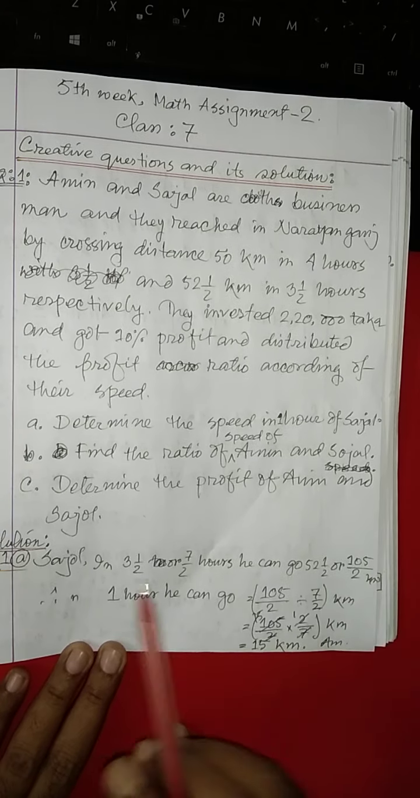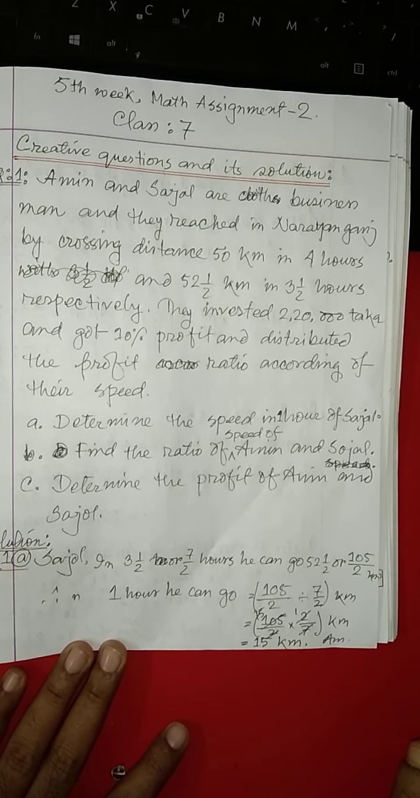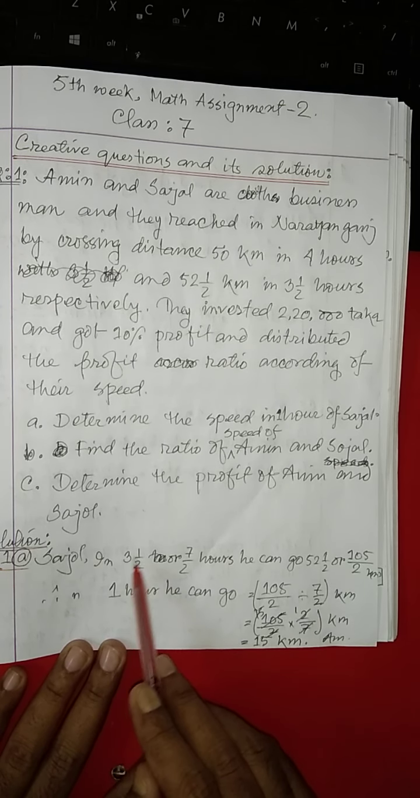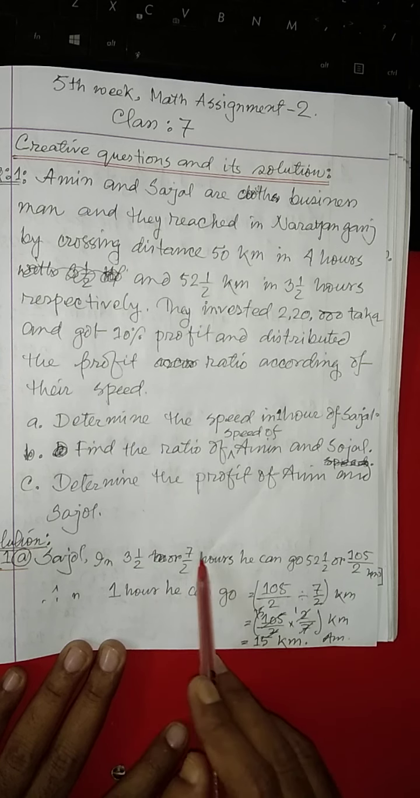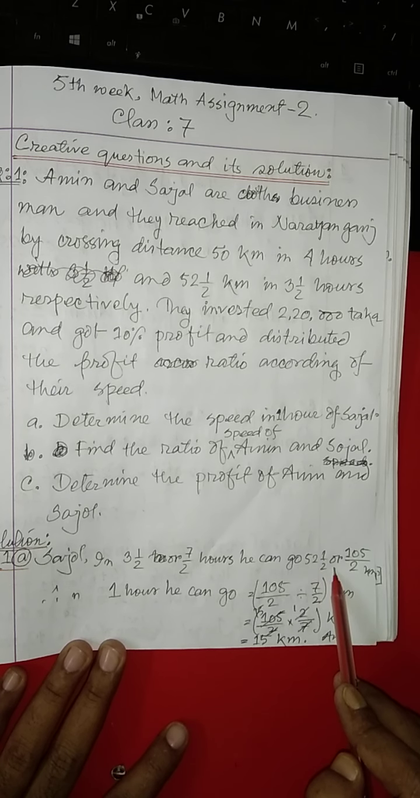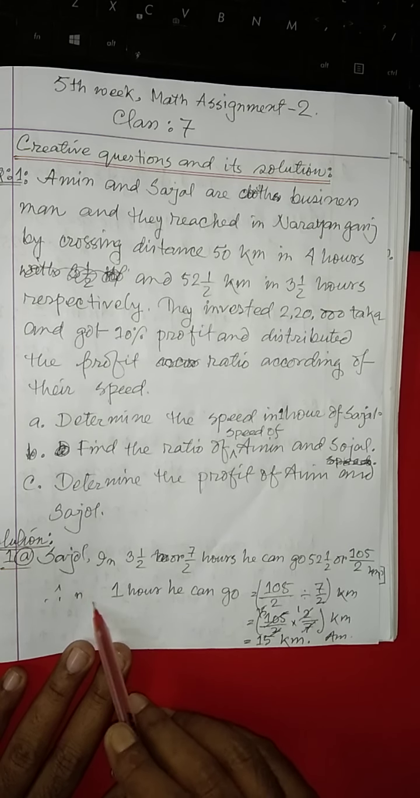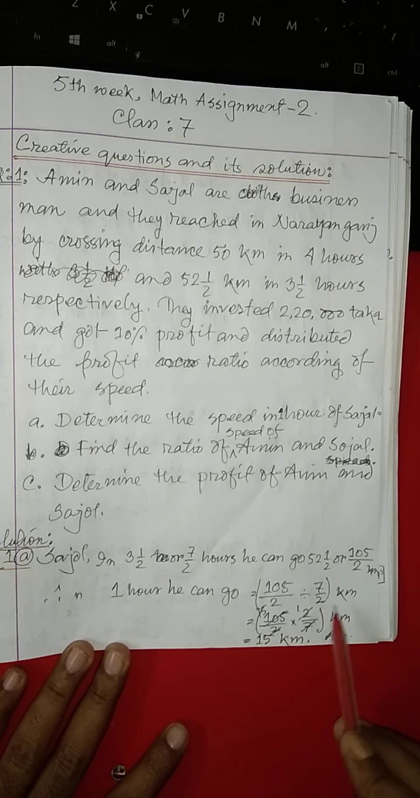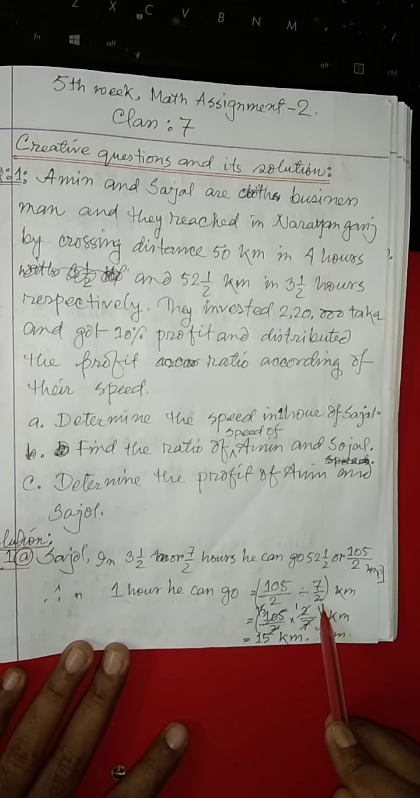So first, they want to determine the speed per hour of Shazul. We can find that Shazul in 3 whole 1/2 hours, that we can convert into 3 times 2 is 6 plus 1, 7/2 hours, can go 52 whole 1/2, or 105/2 kilometers. Therefore in 1 hour he can go the distance divided by the hour, so 105/2 divided by 7/2.